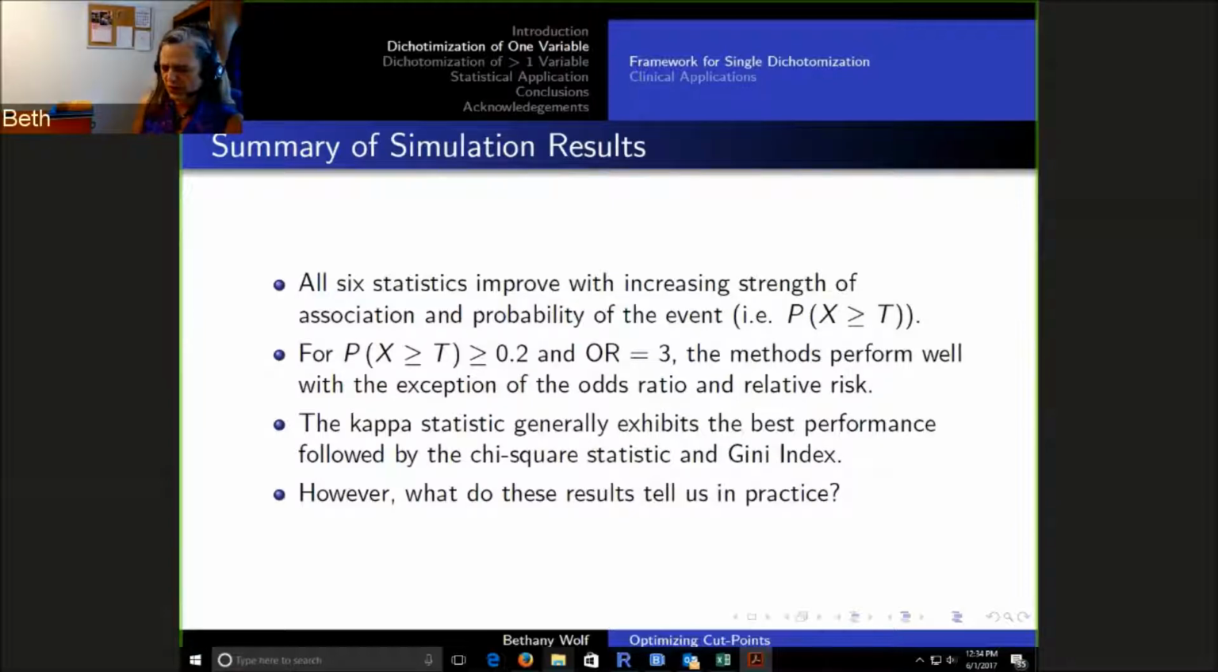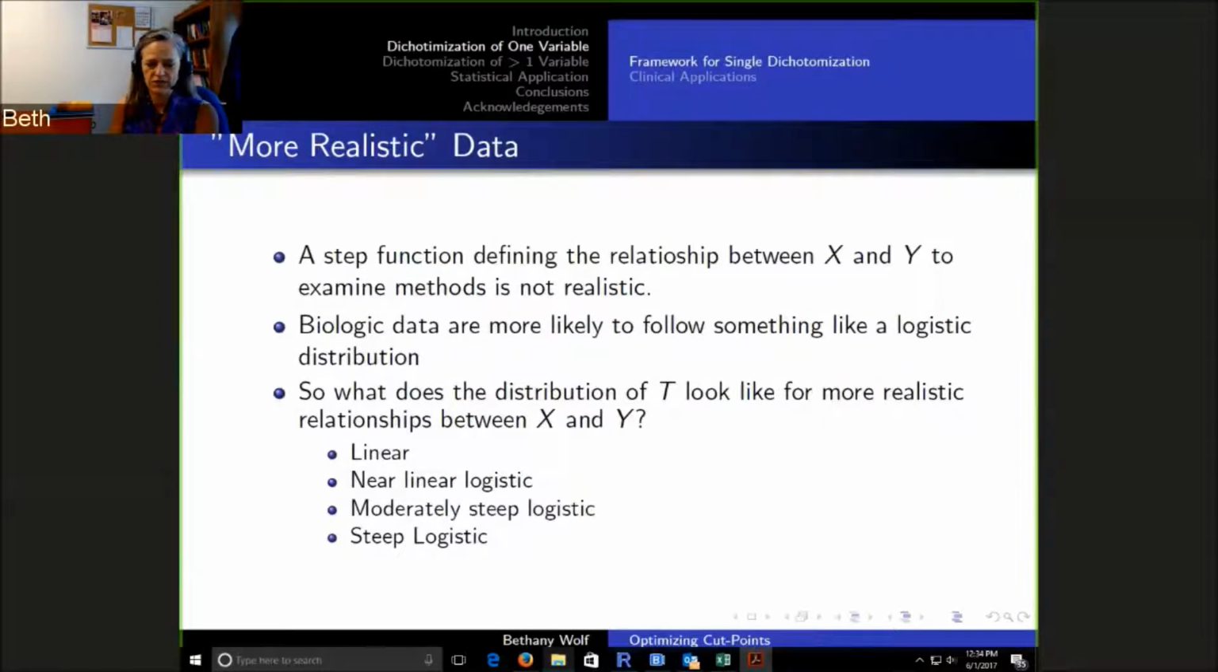So the problem is, great, I've shown in some simulation scenario that doesn't really mimic real life that the kappa statistic seems like the best performer, followed by chi-square and Gini, but what do I do in practice? That still doesn't give me a great choice. And so the other thing I would point out, as I mentioned earlier, this is not a particularly realistic setting.